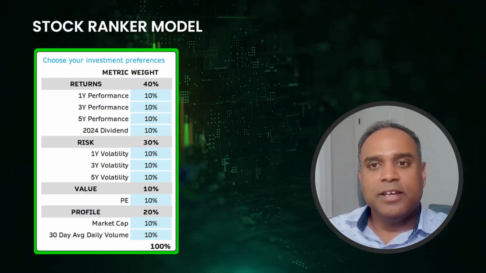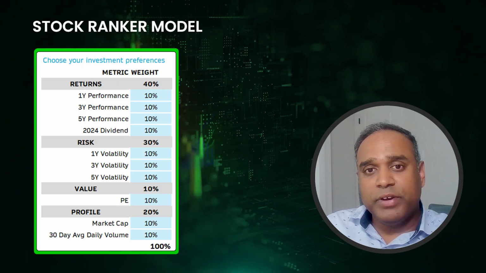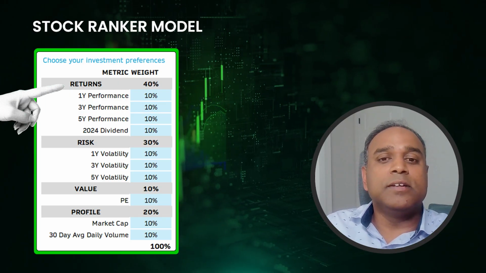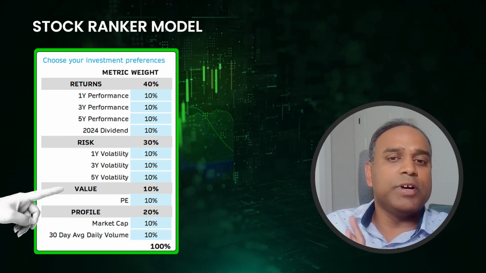Now, depending on you as an investor, your profile, your risk tolerance, you can decide which metric is more important to you by assigning weights. So total weight is 100%. So you can say, I'm a growth investor. I'm only focused on performance. I don't care about the risk. Then you can give your 100% weight to the return section instead of risk or value or profile.